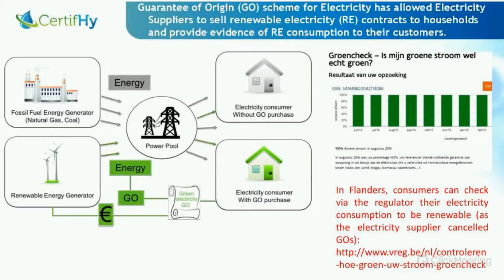On the right hand side, you can see an implementation that has been done in Flanders by Flanders' regulator of electricity and gas, and households are able to type in their electricity contract number. So here you will see my example, and I can immediately see from the bar that 100% of the electricity I've been consuming was of renewable nature. That means my energy supplier has been canceling the right amount of guarantees of origin. And so that's what's happening in renewable electricity GO markets.